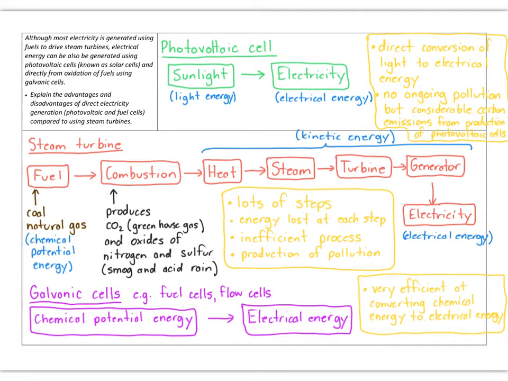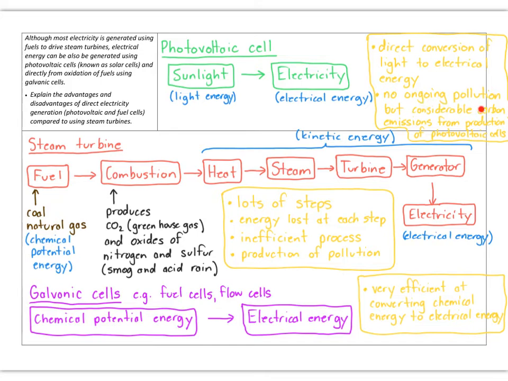If we look at how the photovoltaic or solar cells work, like those on our rooftops and in various applications these days, they take sunlight and convert it directly into electrical energy. So it is just a one-step process. We get the direct conversion of light to electrical energy, and don't have all those steps where energy is lost.